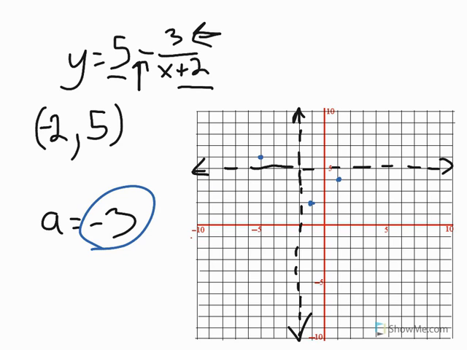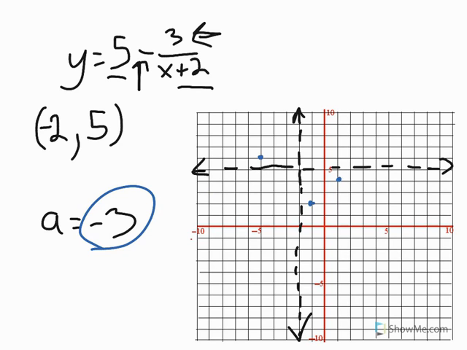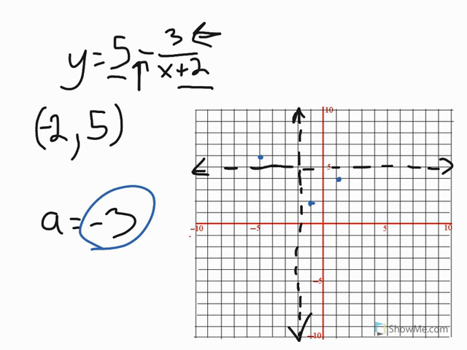Oops. Sorry about that. There we go. Alright, and then again we just draw the curve so that it's passing through those points and approaching the asymptotes but not touching them. Alright, and there's our hyperbola.